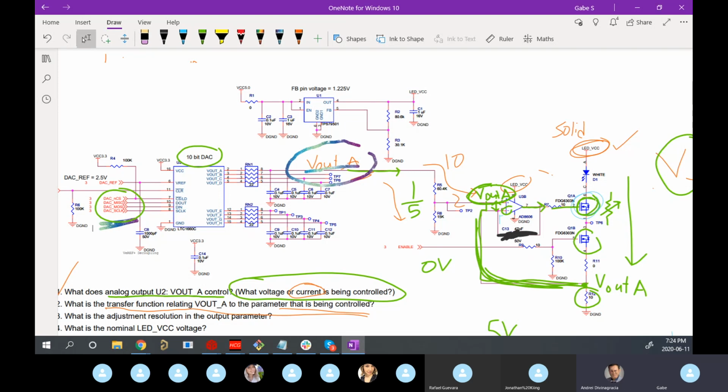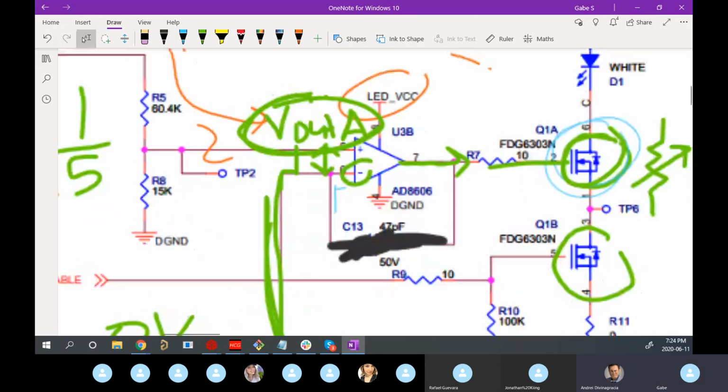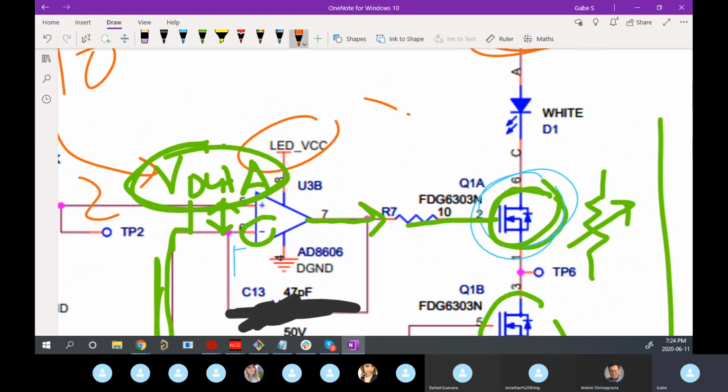What does the 10 ohm resistor do in the gate of the MOSFET? Yeah, good question. That's usually just for stability. So people like putting really small resistances on gates of MOSFETs. Sometimes you get ringing on the gate of a MOSFET.